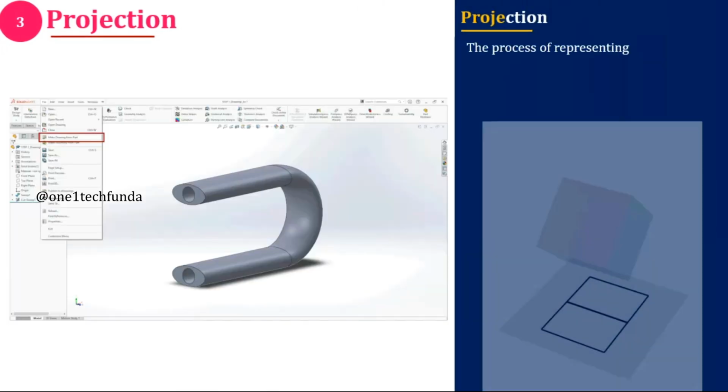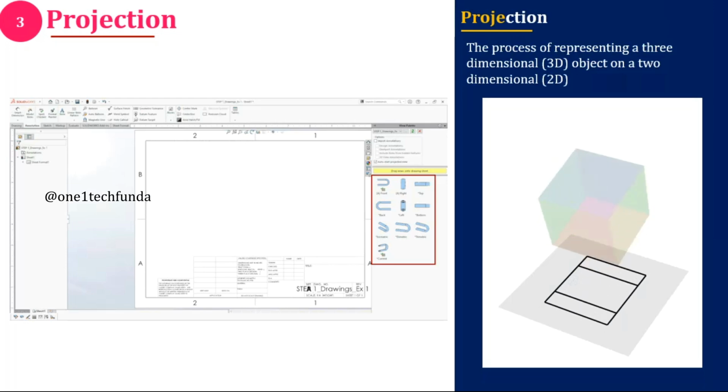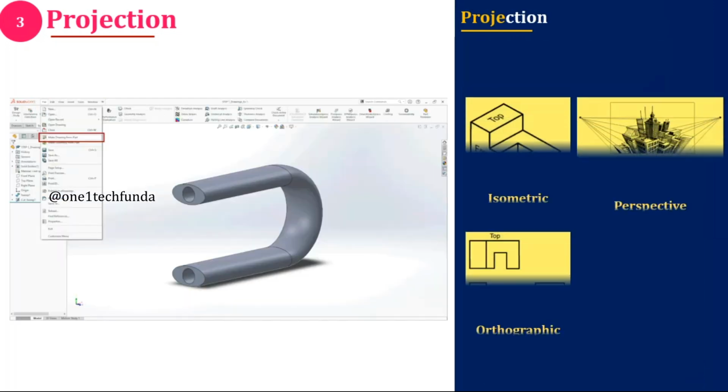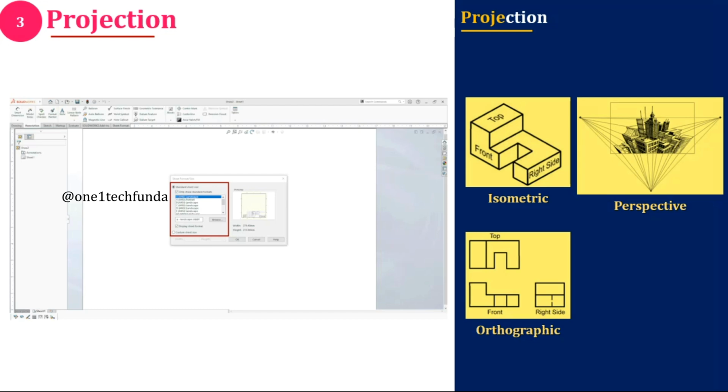Projection. Projection is the method of transferring a 3D object into a 2D plane for representation. The two most widely used methods are first-angle projection and third-angle projection. These projections help in representing different views systematically.